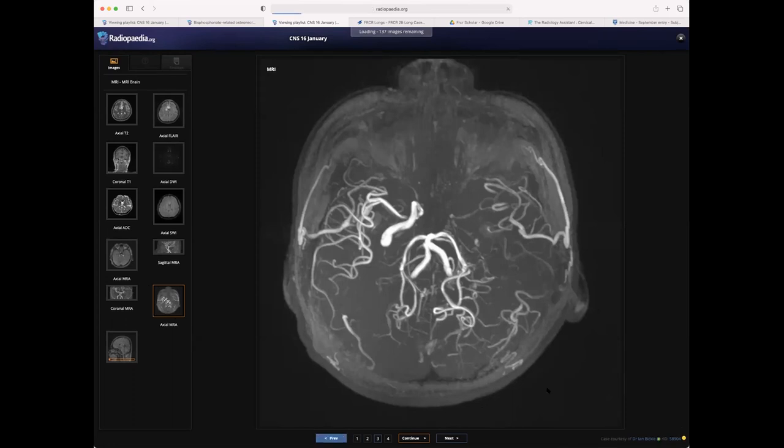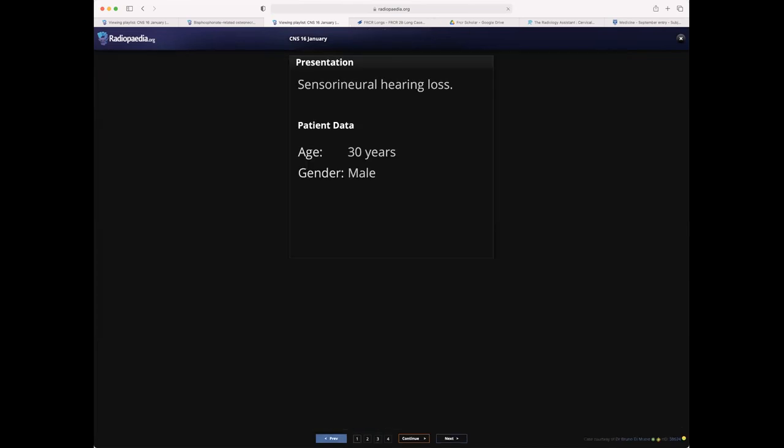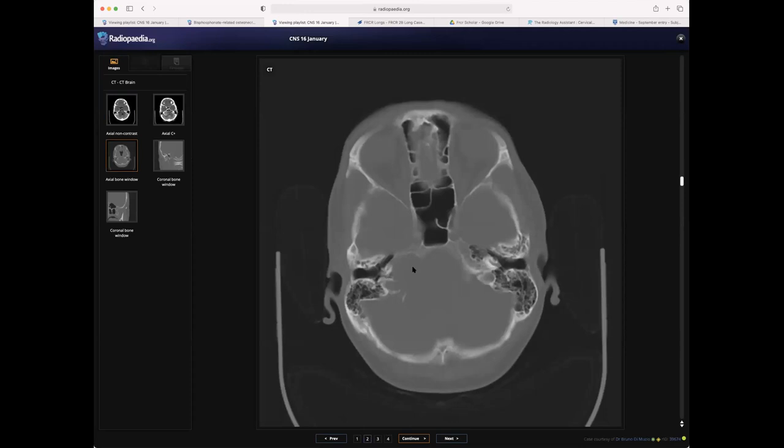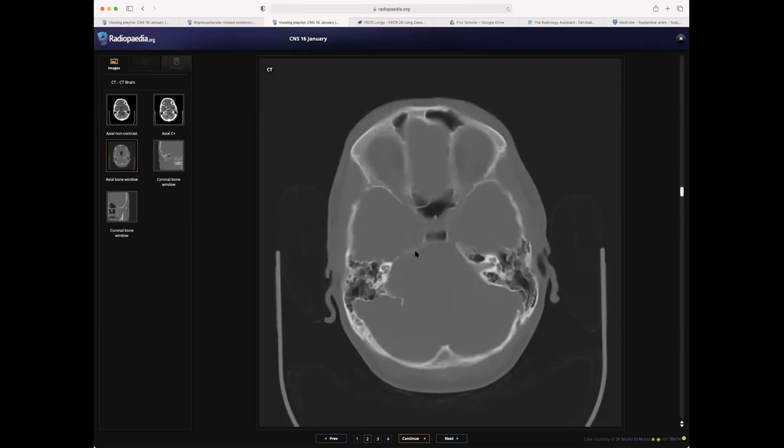Okay. For the previous case, sensorineural hearing loss, this is perfectly right. The right acoustic schwannoma, although it looks very aggressive, you have mentioned correctly the remodeling of the bone, which suggests that the lesion is slowly growing, which is against an aggressive lesion. It's slowly growing, a benign pathology.